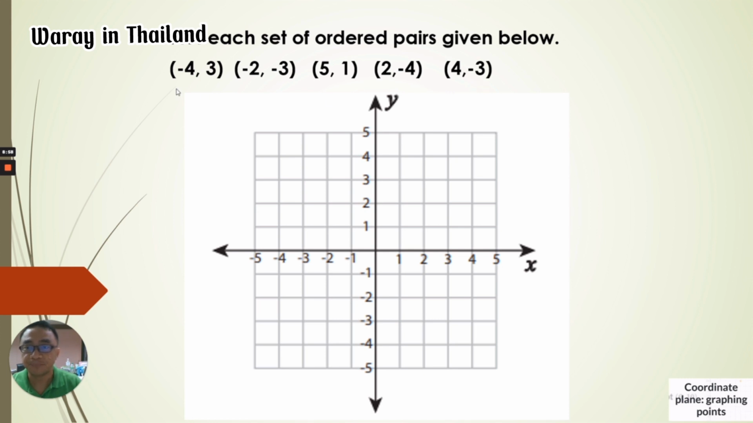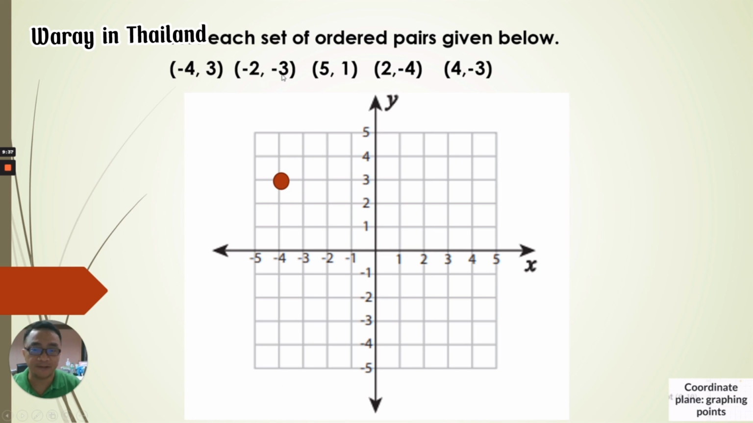So first we have negative 4 and 3. Where can you find negative 4 and 3? A negative x and a positive y. In which quadrant? Quadrant 1, quadrant 2, quadrant 3, or quadrant 4? That is quadrant 2. So you have your negative for x and positive for y. So you have negative 4, 1, 2, 3, 4, here. And 3 for y, 1, 2, 3. So they will meet around here. Next we have negative 2, negative 3.